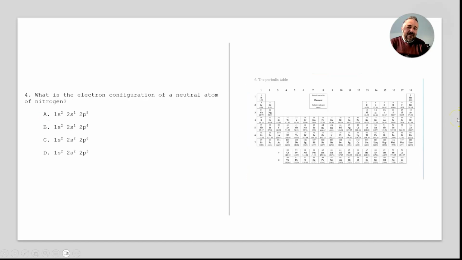All right, so electron configuration. What is the electron configuration of a neutral atom of nitrogen? So nitrogen is right here. Neutral means that, first off, it's in the p block. It's in group 2p. And that makes sense, right? So all of these are 1s2, 2s, 2p, they all fit that format. So there are 7 electrons, all right?